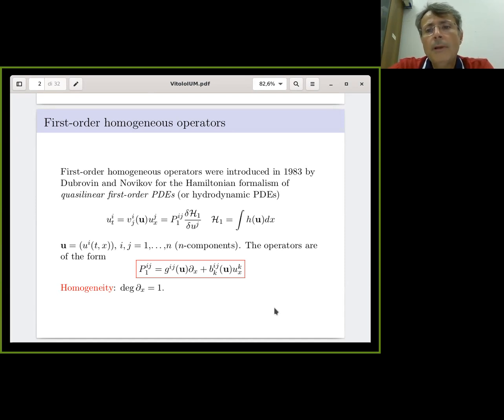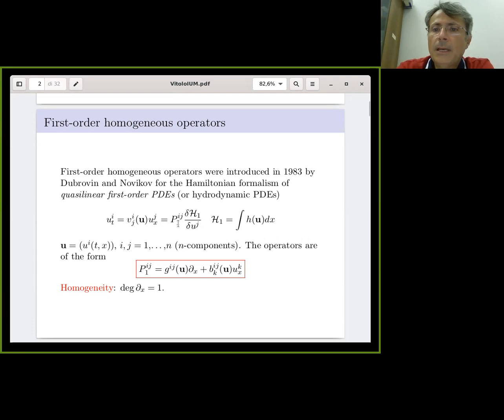Here in this talk, we will only use one space variable. And so we will limit our consideration to quasi-linear systems of the form that you can see here in the first displayed formula: u^i_t equals V^i_j, which is a matrix of functions of u, the field variables, times u^j_x summed on j. You can have here as many field variables as you wish, let us say n.